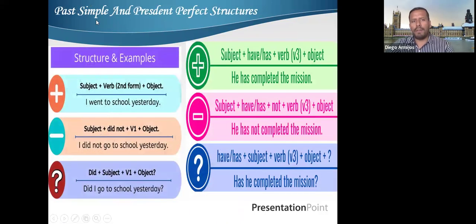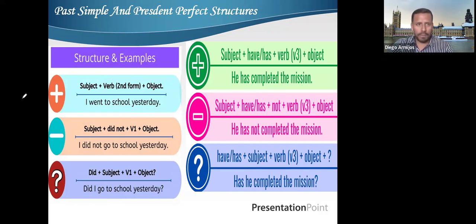In this case, we have the structure, how to write sentences in affirmative, negative, and also how to make questions. Okay, here we go. In the past simple, for example, this is the structure. We have the subject, we have the verb, and we have the object. As simple as that, okay? For example: I went to school yesterday.